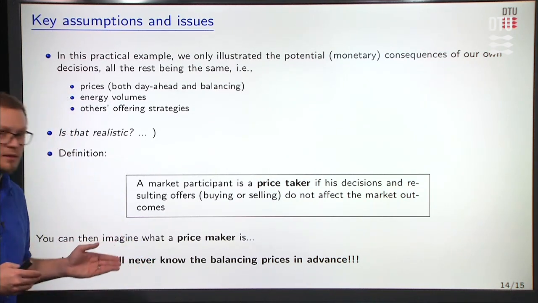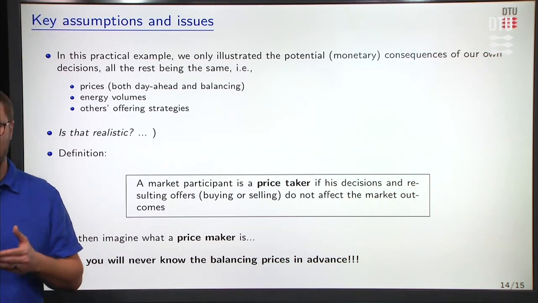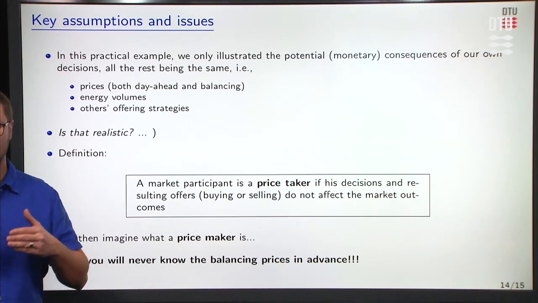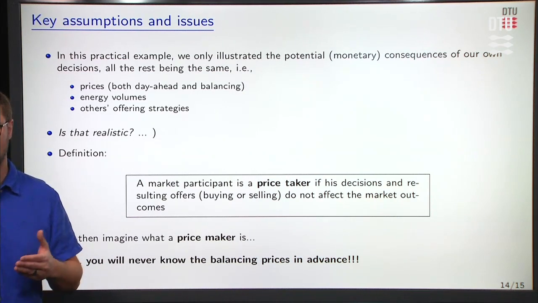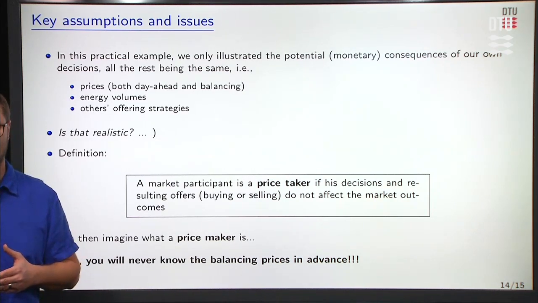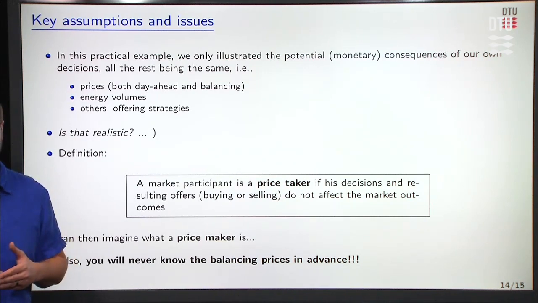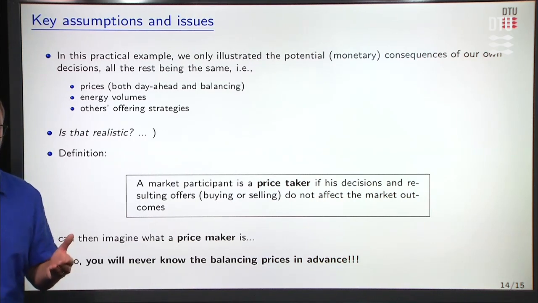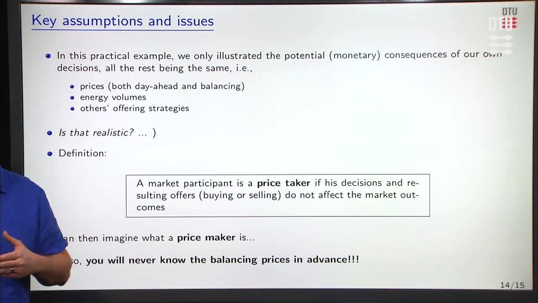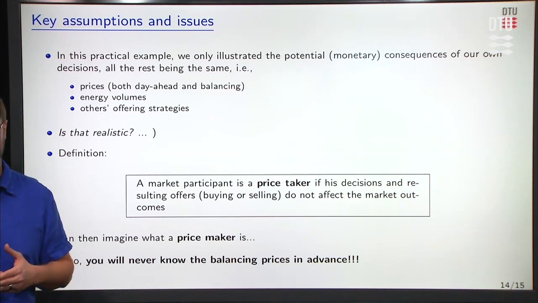Then, in contrast, we define a price maker as a market participant who is going to affect the market outcomes with its offering strategies. Also here, in the illustration we've shown, eventually with this strategy number 2 and 3, if I get some nice results, it is because I kind of played the game of knowing the balancing prices in advance, which is not possible. So eventually we will have to design some optimization problems, accounting for uncertainty, to find optimal decisions to make in the market for participation strategies.